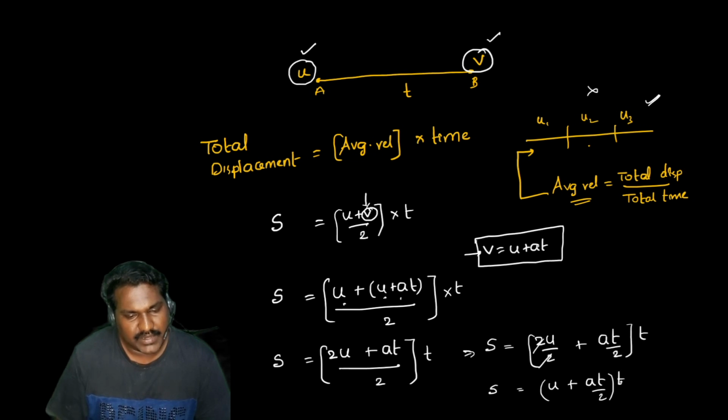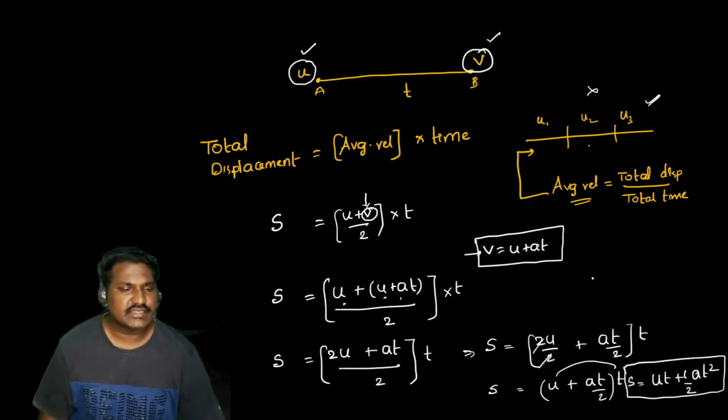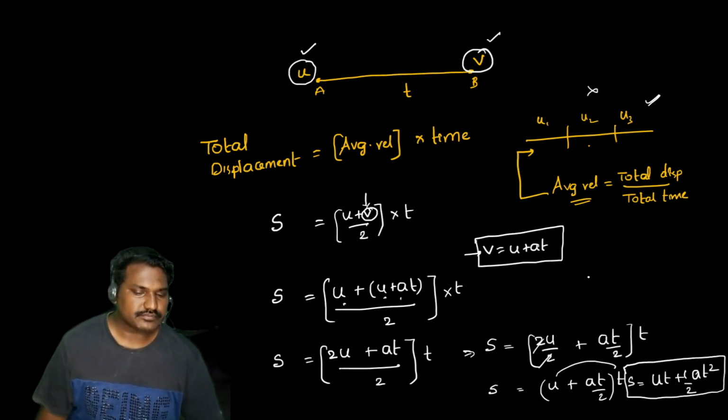When you multiply with t, u into t, ut, plus at into t, at square by 2, and that by 2 we can write in front. So s is equal to ut plus half at square. S is equal to ut plus half at square.